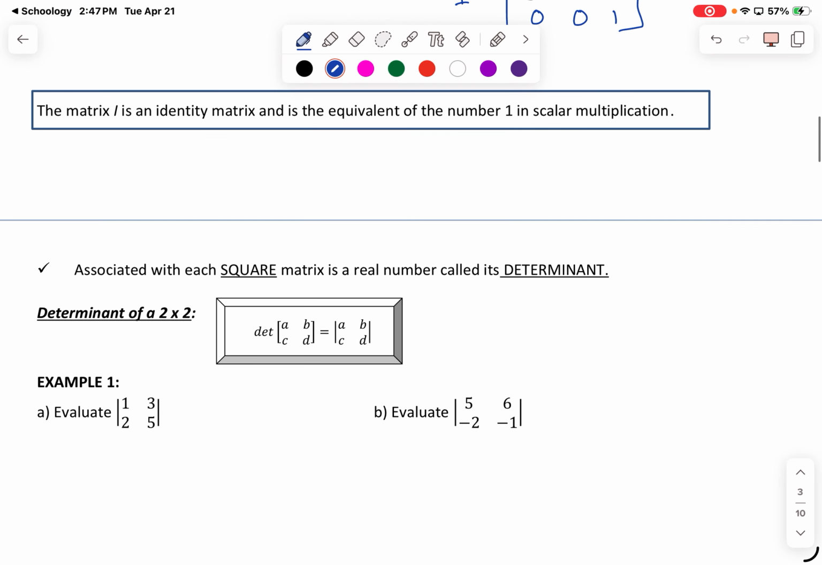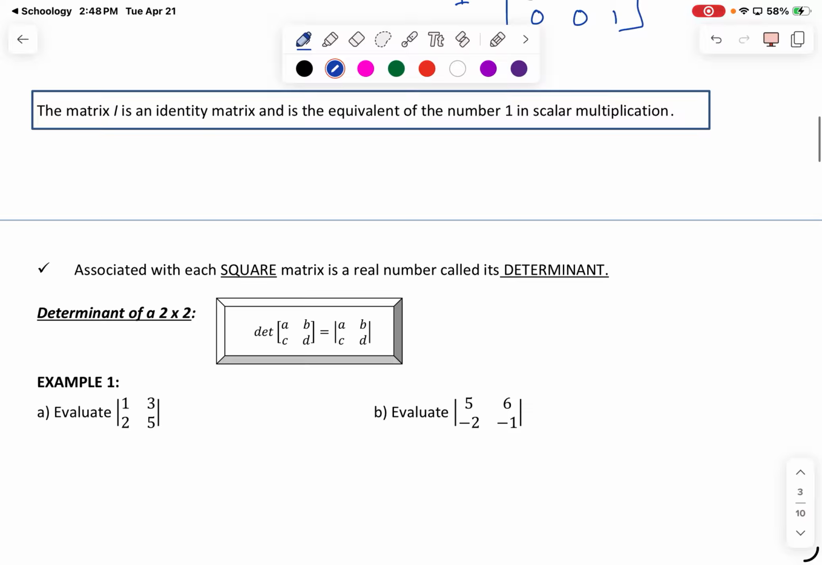Okay. All right. So before I show you how to find the inverse of a matrix by hand, you first have to know what a determinant is, okay? A determinant, you can only find the inverse of a square matrix, 2 by 2, 3 by 3, 4 by 4.